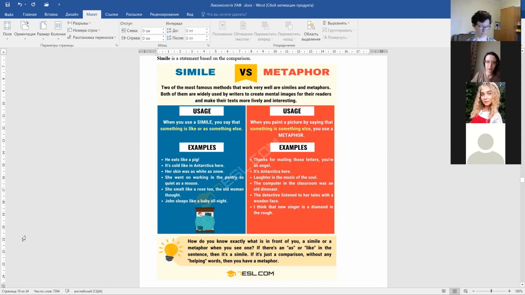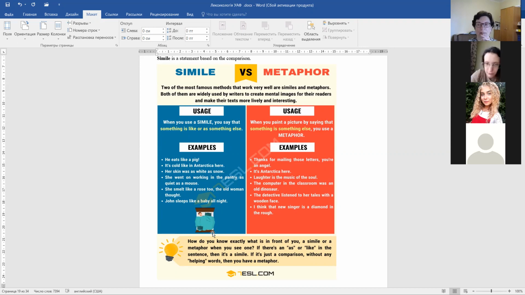Examples of metaphors. Thanks for mailing those letters. You are an angel. It's Antarctica here. Love is the music of the soul. The computer in the classroom was an old dinosaur. The detective listened to her tales with a wooden face. I think that new singer is a diamond in the rough. Okay, so we see that all these examples don't have this like. So it's not like Antarctica, it's Antarctica. You are like a pig, you are a pig.